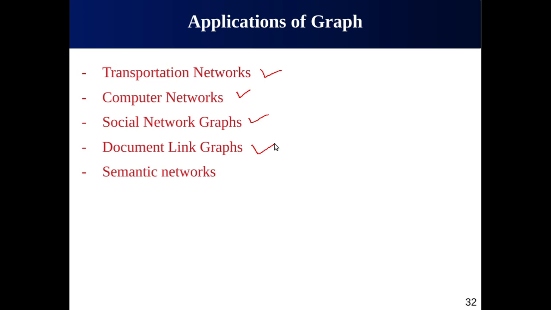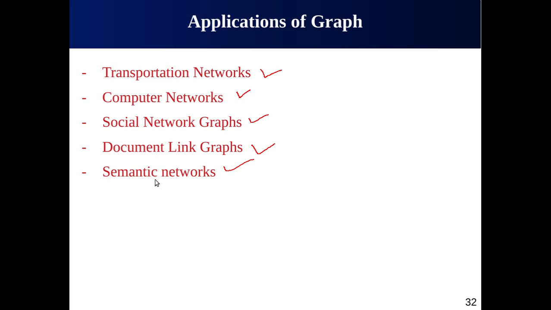In a similar way, we have a document link graph, and the best known example is the link graph of the web, where each web page is a vertex and each hyperlink is a directed edge. And link graphs are used to analyze relevance of web pages, to find the best sources of information and good link sites, etc. In a similar way, you can use graphs for semantic networks.